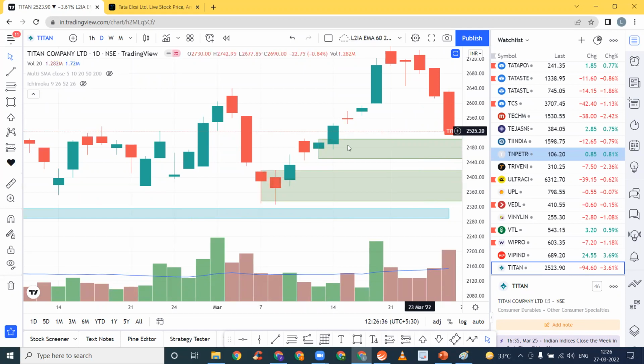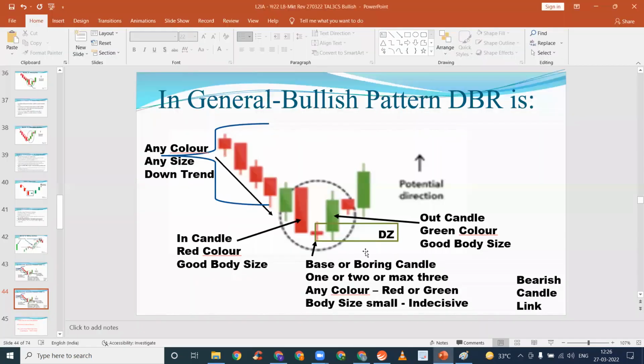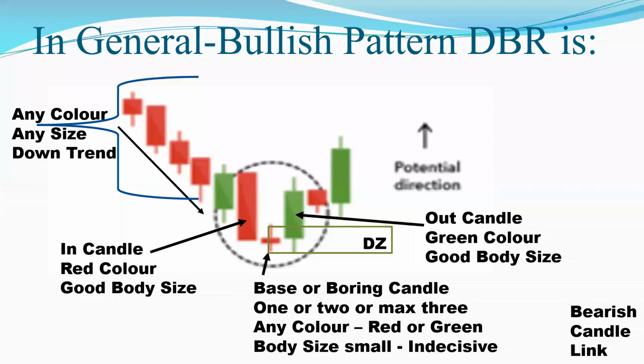Then it has gone down further. I have kept a pending order of 5. And then I'll keep another pending order at another level, which is below. So at each level, I am not missing out on Titan and am slowly and steadily accumulating the stock. So this is what you have to do, accumulate good quality stock. And remember this general bullish pattern, one single pattern covering all the patterns.